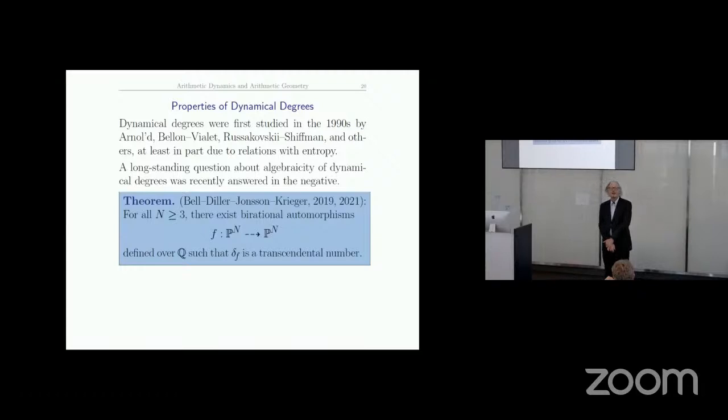Over the last couple of years, I did want to say, this is not the most general result in their papers, but what they proved is that for any n at least 3, there is not simply a rational map on projective n space, but a birational map, meaning it has a rational inverse even, whose dynamical degree is a transcendental number. And they also proved the same thing for n equals 2, but there you can't get a birational map.